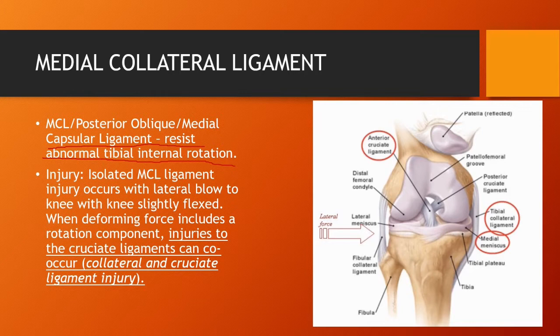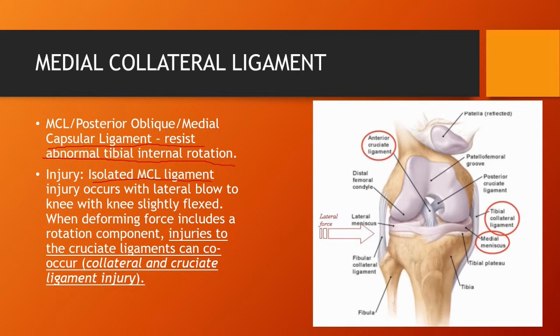Now, isolated medial collateral ligament injury occurs when the examinee suffers a lateral blow to the knee with the knee slightly flexed. If the knee was in full extension, the injury, of course, would be greater to the posterior oblique ligament and also to the medial capsular ligament. So we're going to test the examinee in both positions.